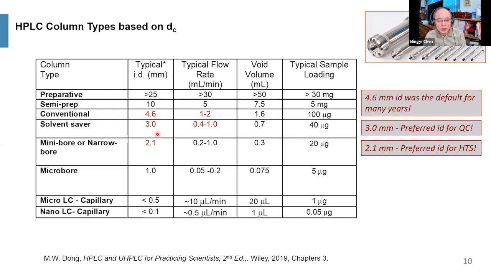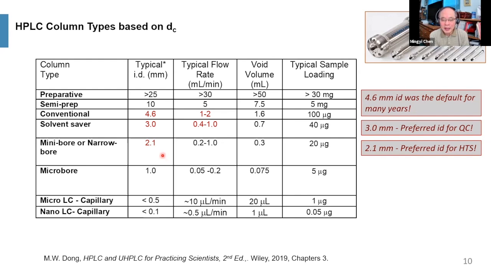for analysis purposes. There's also something called the mini bore or narrow bore, which is 2.1 mm ID. It's also pretty standard for UHPLC to have this one. It is kind of small for QC application, because when you're using a small ID column, you have to inject very small amount, right? Such as 1 or 2 microliter of your final sample.